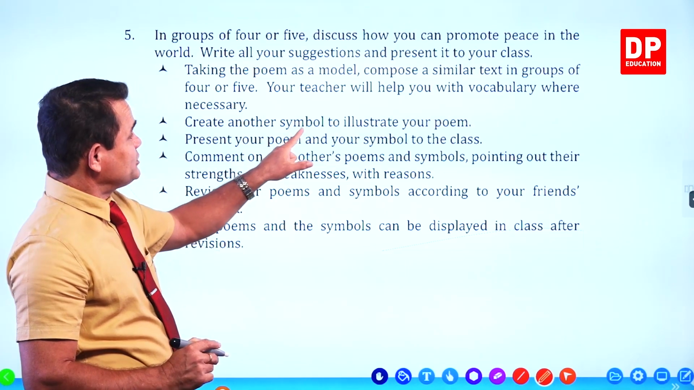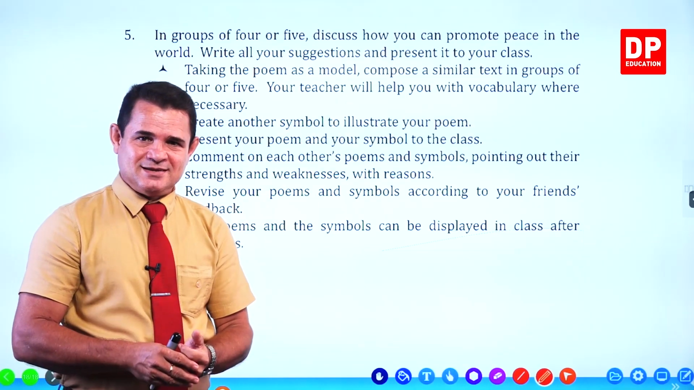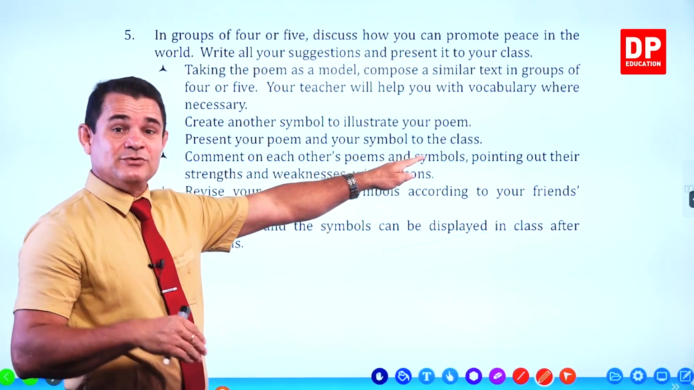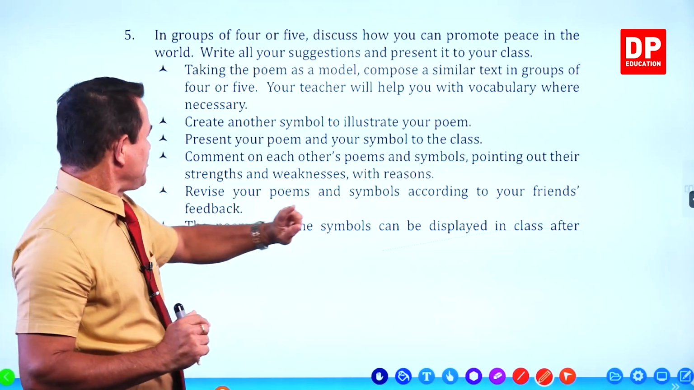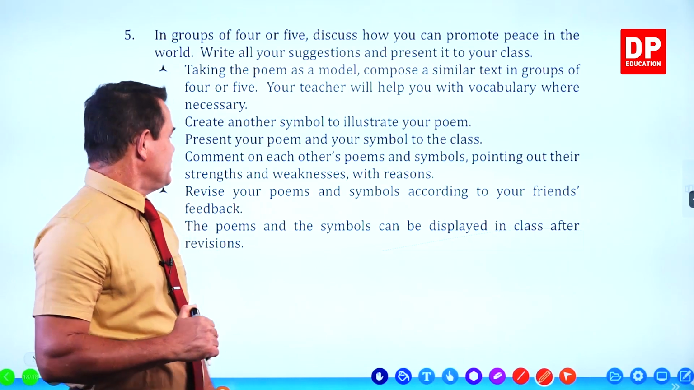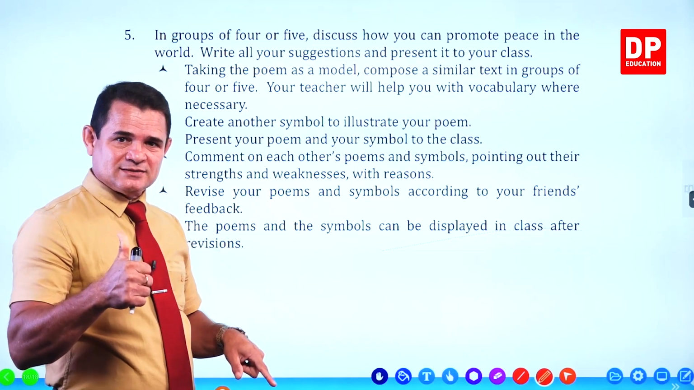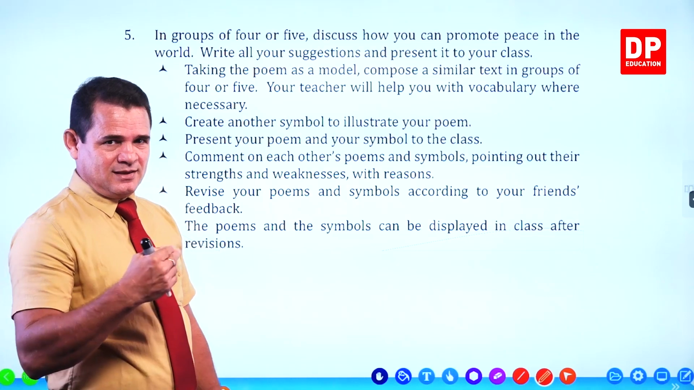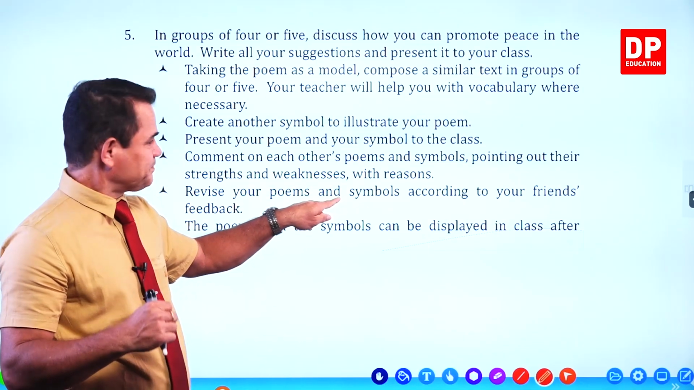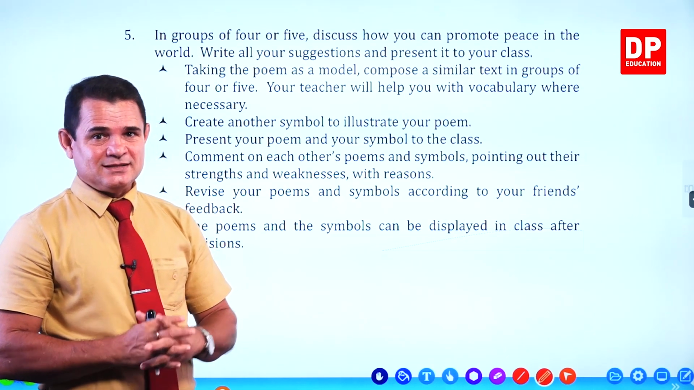And create another symbol to illustrate your poem. Like the earlier symbol, put some symbol for that poem too. Right. And present your poem and your symbol to the class. And comment on each other's poems and symbols, pointing out their strengths and weaknesses with reasons. Strengths: good things, positive things. When each person presents, say the good things, the strengths, and the weaknesses. Give reasons too.